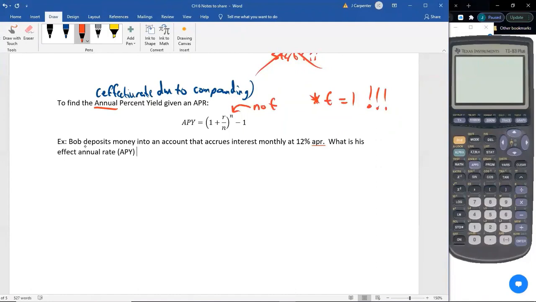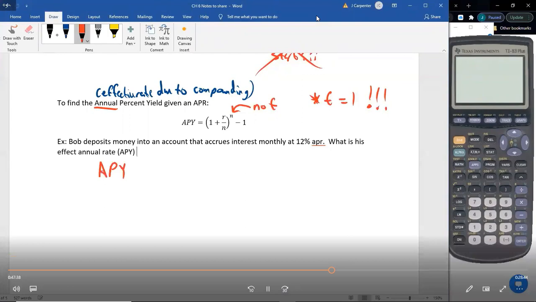All we've got to do is use this formula. We don't need to know how much money Bob deposits. That's the cool thing: the amount you deposit does not affect the yield. That's why when you look at a credit card, they can give you both those numbers. It doesn't matter how much money you put on it. When you get a mortgage, they give you those two numbers. It doesn't matter how much money you borrow. The yield has nothing to do with the deposit amount. It just has to do with two things: your annual rate and the number of times you compound.